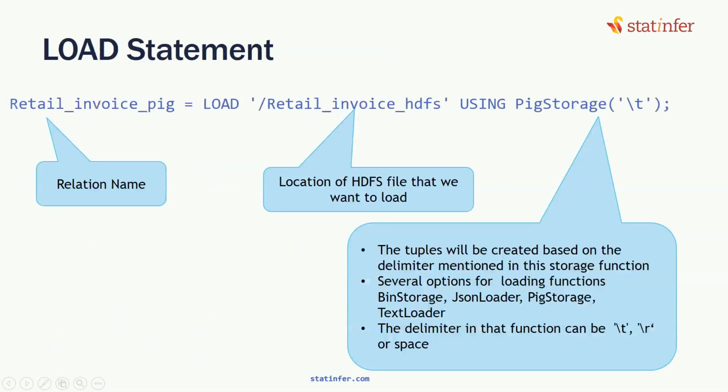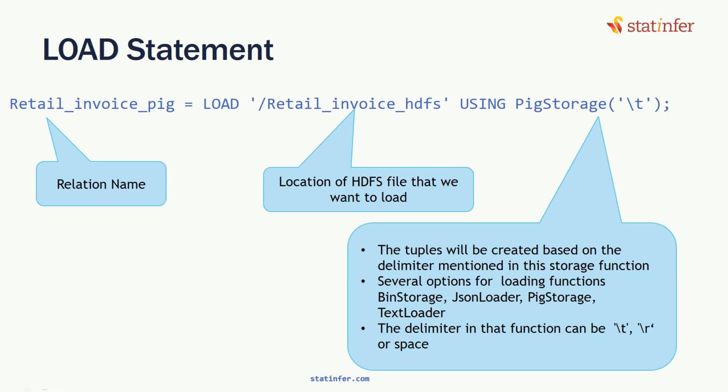Once the data is pushed onto HDFS, this is how we loaded the data onto Pig. This is the relation name, retail invoice pig. Load is the keyword. This is the location of the file on HDFS that we want to load the data from into Pig. This is the HDFS data file, using this particular delimiter.